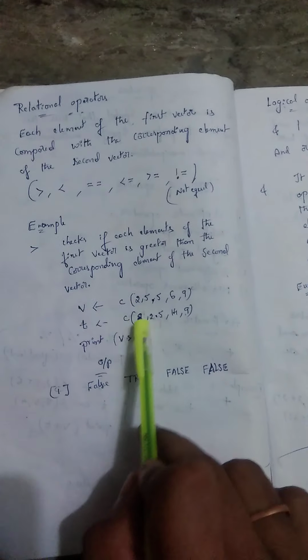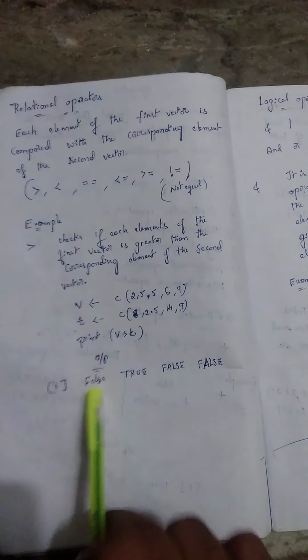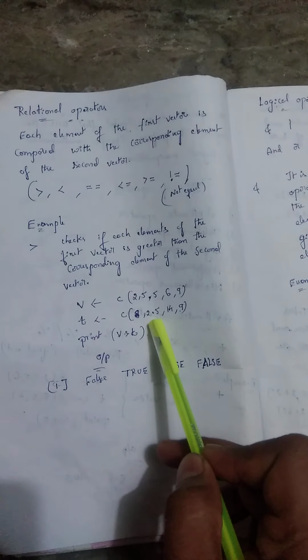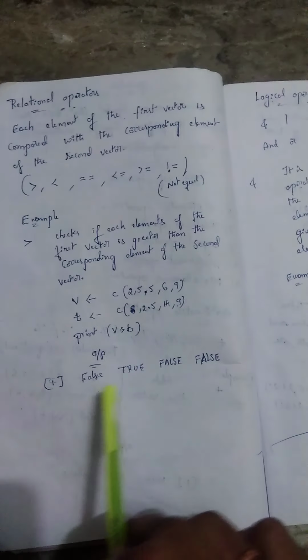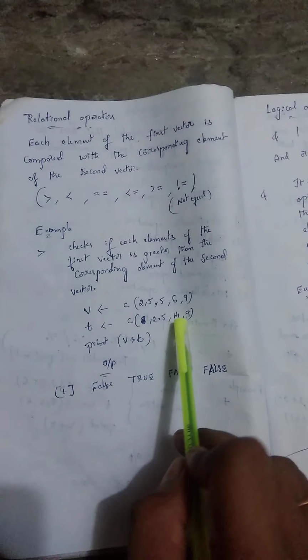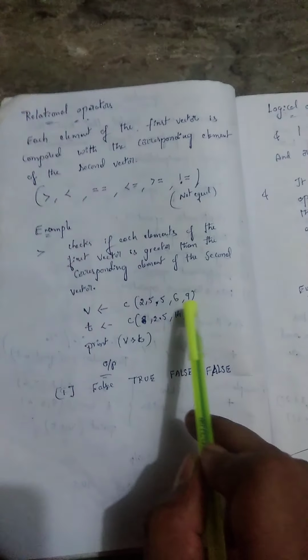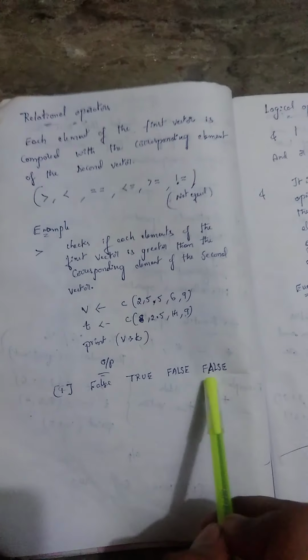2 greater than 8 is false, because 2 is not greater than 8. 5.5 greater than 2.5 is true, because the 5.5 value is greater than 2.5. 6 greater than 14, false. 9 greater than 19, false. Okay, this is the relational operator.